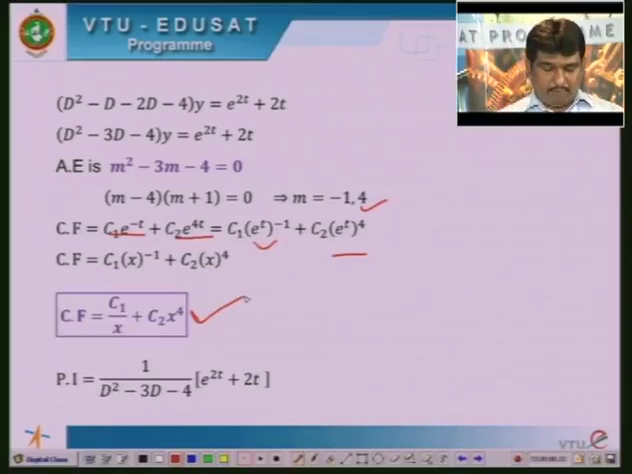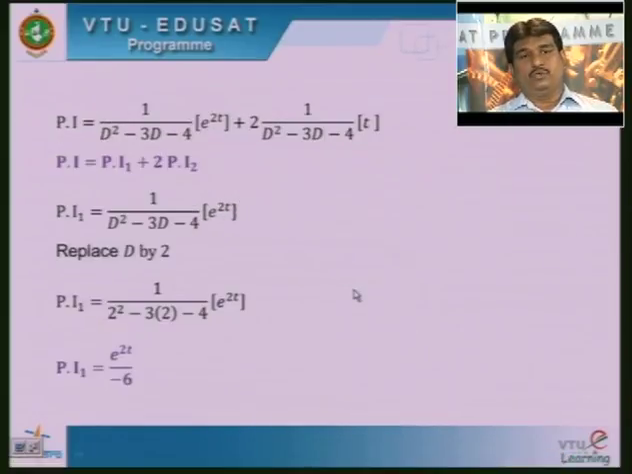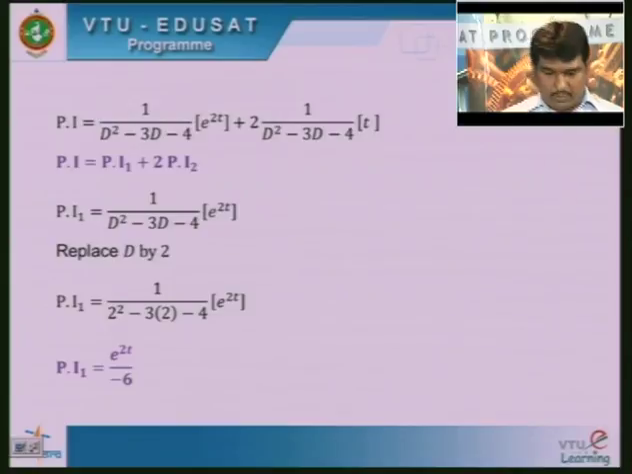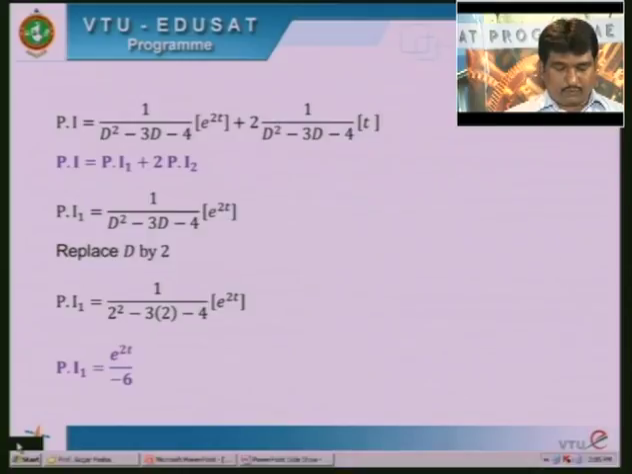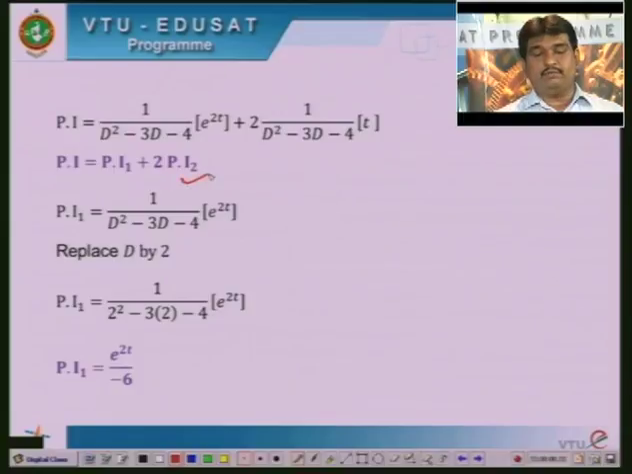Now consider PI. PI equals 1 by D square minus 3D minus 4 operated on e to the power of 2t plus 2t. You separately operate on two terms, because the first term is e to the power of ax type and the second term is a polynomial. So it is 1 by D square minus 3D minus 4 operated on e to the power of 2t plus 2 times 1 by D square minus 3D minus 4 operated on t. I will call the first term as PI1 plus 2 times the second term as PI2.